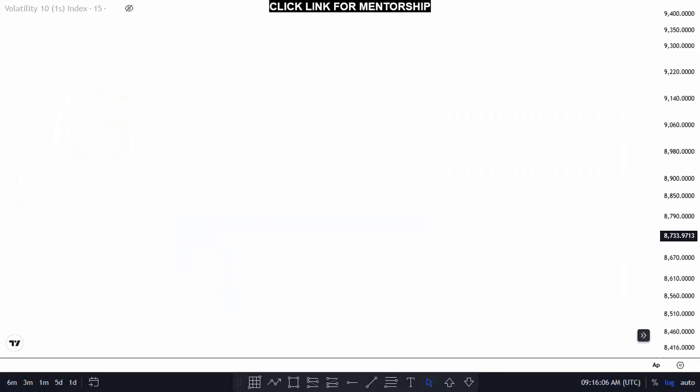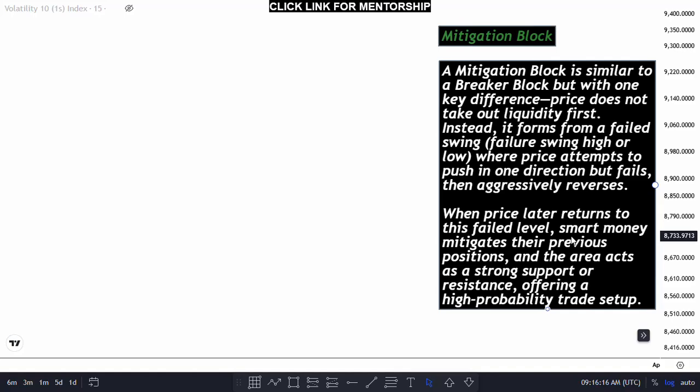The reason I say let's go to the second one is because this one is similar to the breaker block. It's called a mitigation block. Even this one, this is the best explanation I could come up with. I want to make it as simple as possible. This one is similar to a breaker block, but with just one key difference. Price does not take out liquidity.